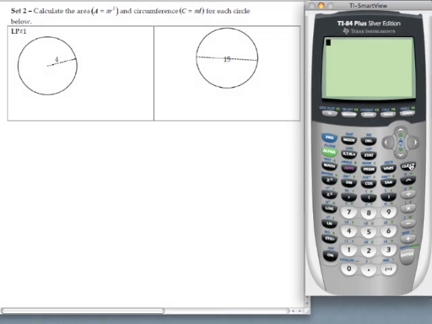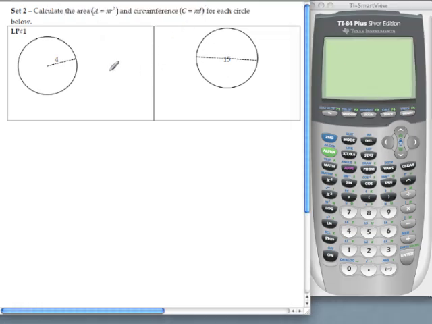This video clip is going to focus on lesson practice number 1 from set 2 from this section of the notes. And the instructions read, calculate the area equals pi r squared, and circumference is equal to pi d for each circle below. So before we even start plugging things into our calculator, let's write out our formulas here and show our work. So let's do area first of this circle over here. So area is equal to pi r squared.